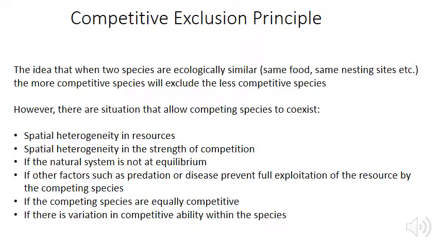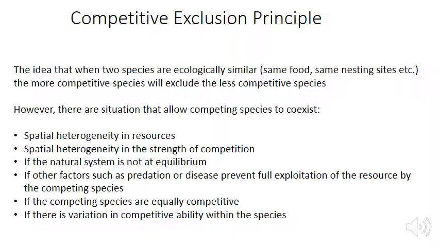So the results of these experiments by Gause and also the predictions of the Lotka-Volterra model support the competitive exclusion principle. This is the idea that when two species are ecologically similar, so they're competing for the same food resources, the same nesting sites, etc., in that case the more competitive species will eventually exclude the less competitive one. So it will drive the less competitive species to at least local extinction.